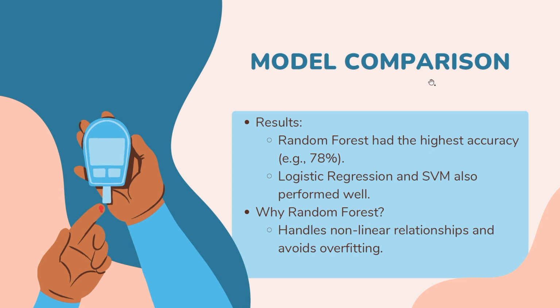Next comes the model comparison. Previously we have discussed the algorithms, so we will use the algorithm that gives the highest accuracy. The random forest gives us the highest accuracy, which is around 78% at most. Logistic regression and SVM also perform well, but we will use the random forest due to some pros.